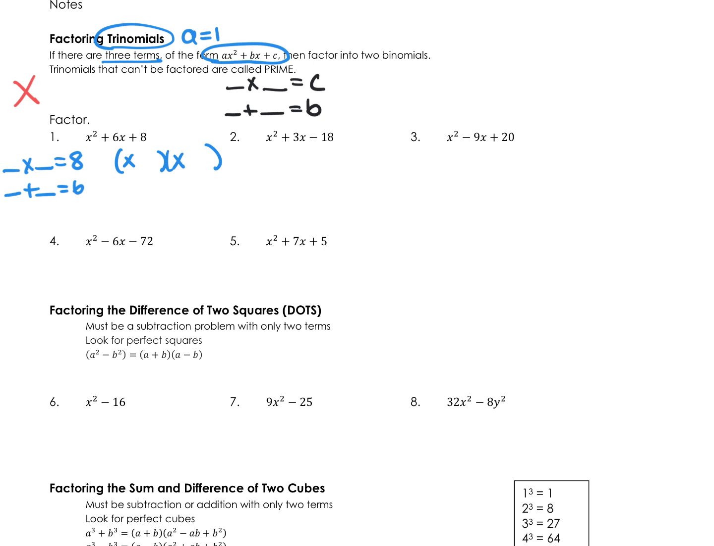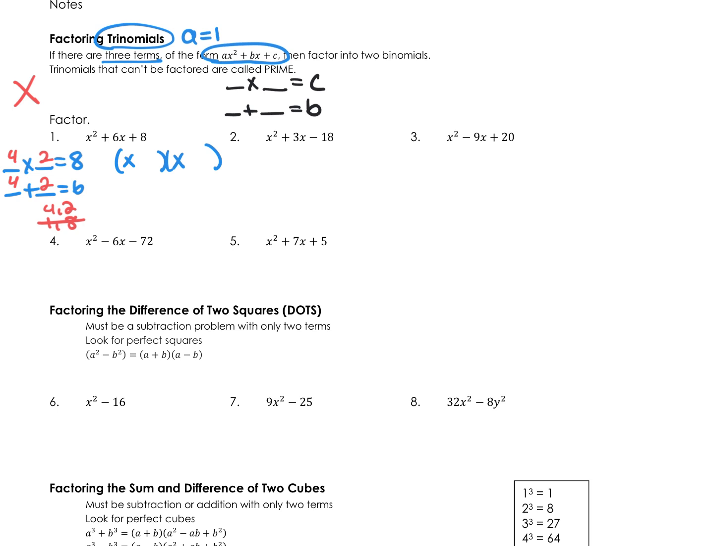So I like to start with looking for the numbers that multiply together to get 8. So what's an example of 2 numbers that multiply together to get 8? 4 and 2. What other 2 numbers multiply together to get 8? 1 and 8. Now, only one of them is also going to add together to get 6. Which one of those combos is also going to add together to get 6? 4 and 2, right? So we don't want 1 and 8. Those will add together to be 9, right? So our numbers are 4 and 2.